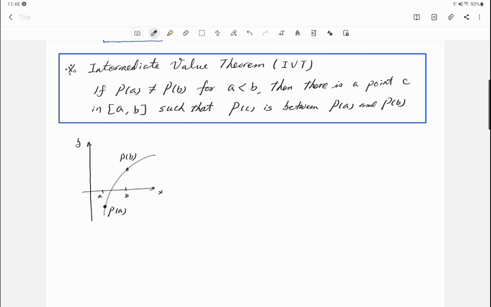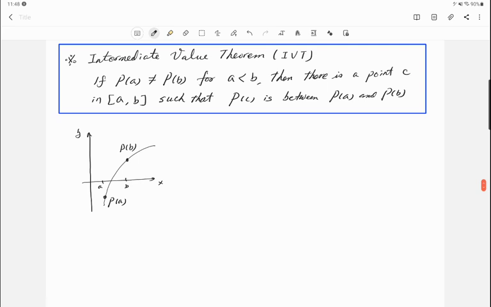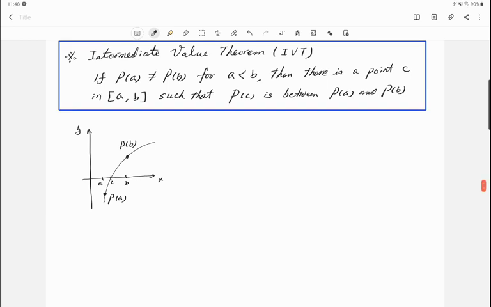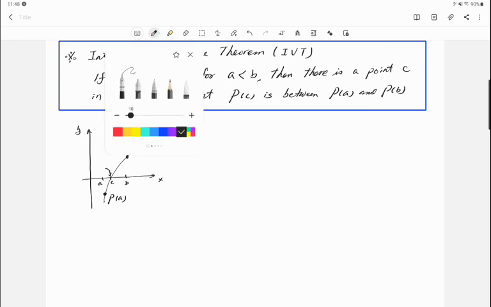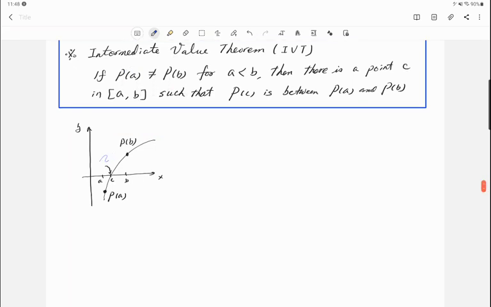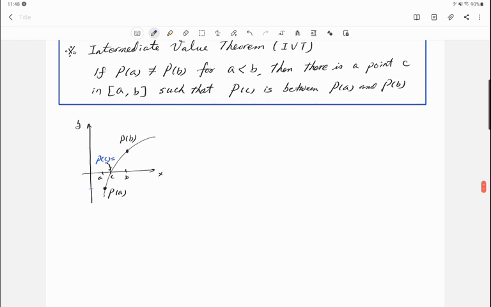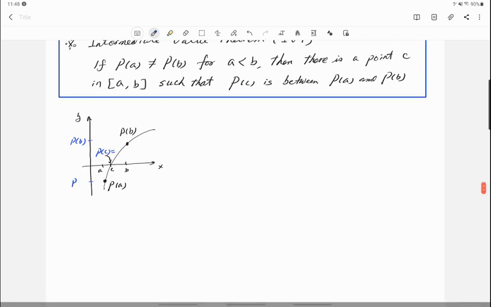So if there are 2 x values in the domain, and A is less than B, then the y values when x equals A and when x equals B are different. That is the condition. Then there is a point C between A and B such that P of C is between these two y values, between P of A and P of B.